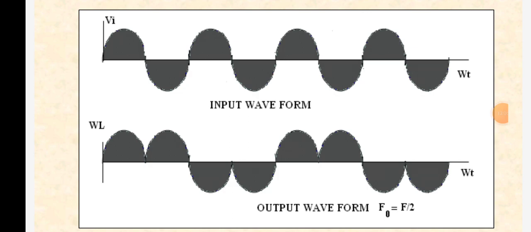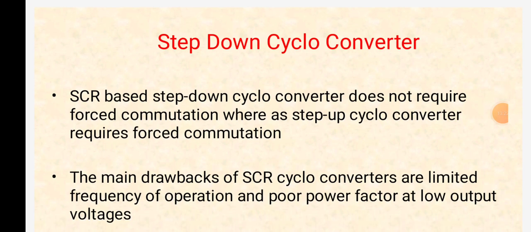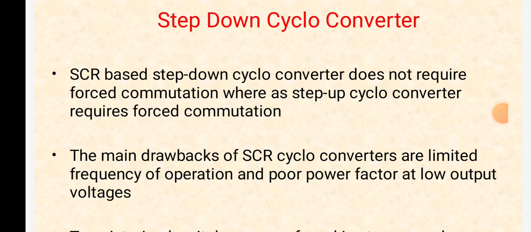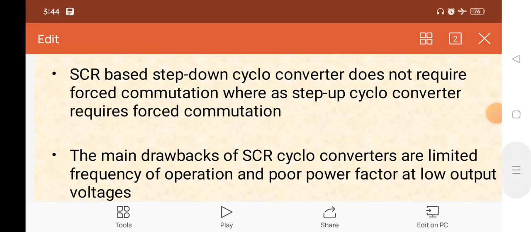Hence, the frequency of this wave is half the frequency of the reference wave. In order to vary the output voltage, the firing angle alpha must be varied between 0 to pi. So here these are the waveforms of the principle of cycloconverters, and there are step down cycloconverters and step up cycloconverters. In SCR, now we can watch the YouTube video of the step down cycloconverter.